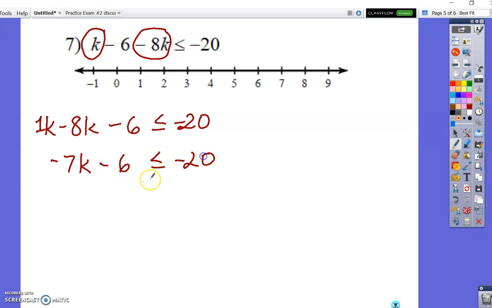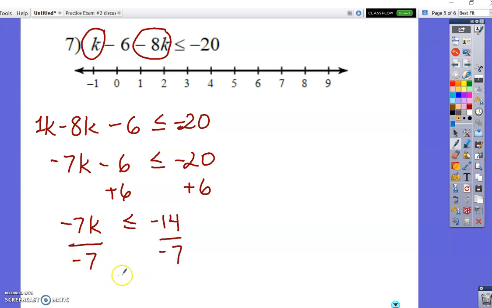Minus 6, so I'm going to add 6 to negative 20. Negative 7k is less than or equal to negative 14. Then I'm going to divide by negative 7, and I will get k and 2. And this is what I like to think about with the whole sign switching, because again, the sign's going to switch on this one: how do the symbols change?